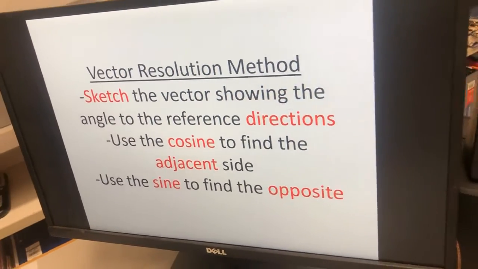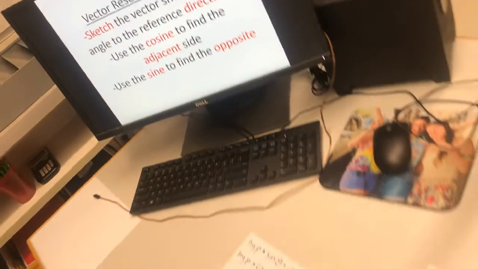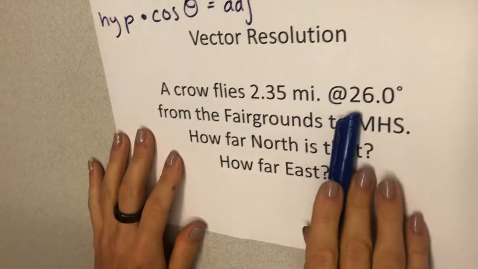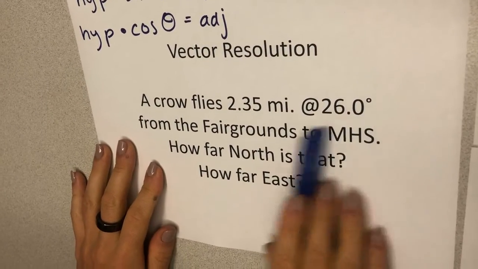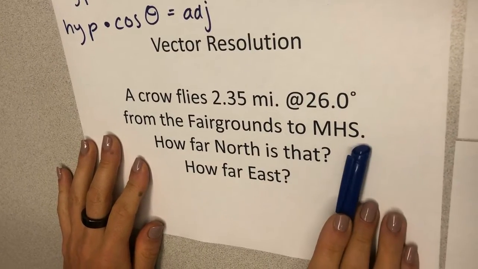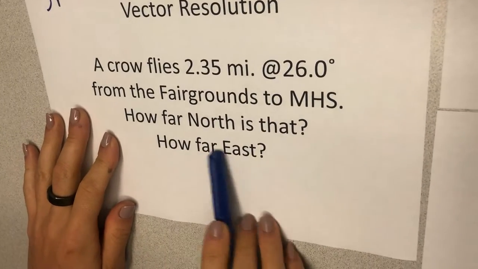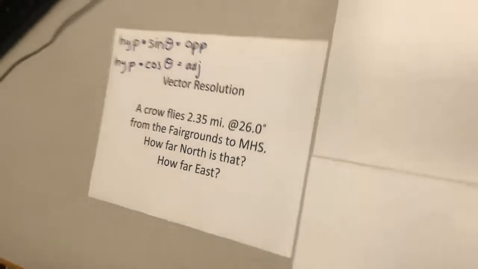All right, so time for our first vector resolution practice problem. A crow flies 2.35 miles at 26.0 degrees from the fairgrounds to Merced High School. How far north is that? How far east? Okay, so we want to break the first, let's draw out our compass rose here.